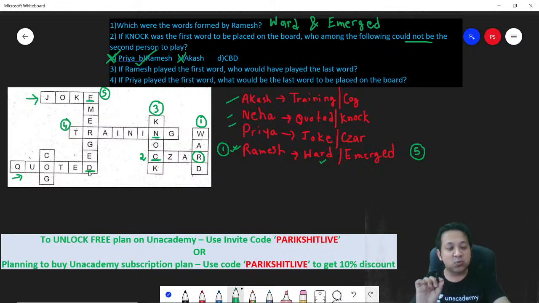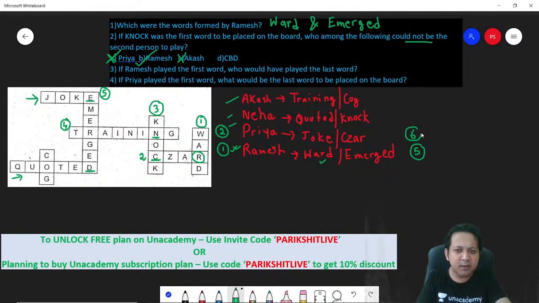Remember, the sixth word has to be formed by the person who formed the second word. Why? Order is same. So who formed the second word? Czar was the second word. Where is Czar? You have Czar for Priya. So Priya was the second person to play the game in round 1. So can I say Priya will be the second person to play the game in round 2 as well? In round 2 as well, it means Priya will be number 6.